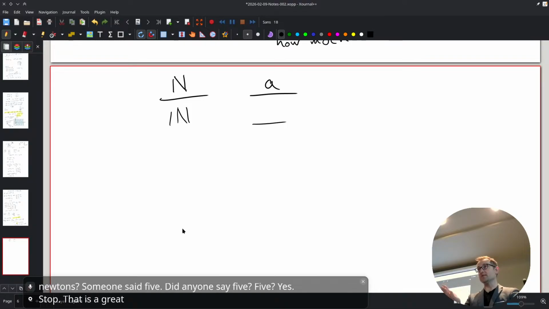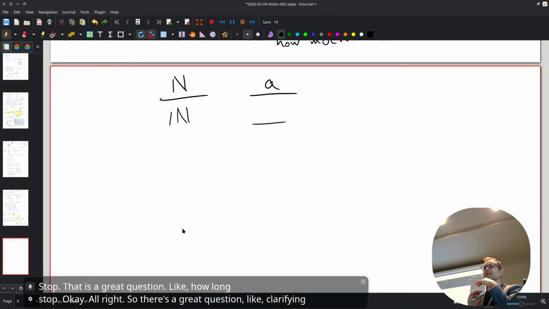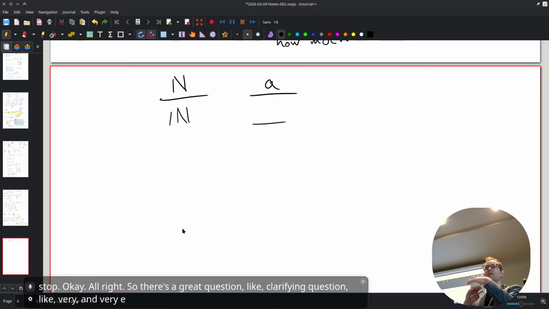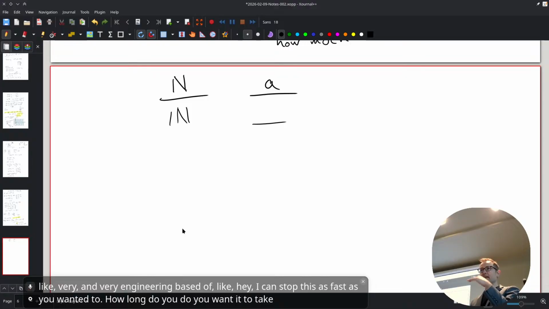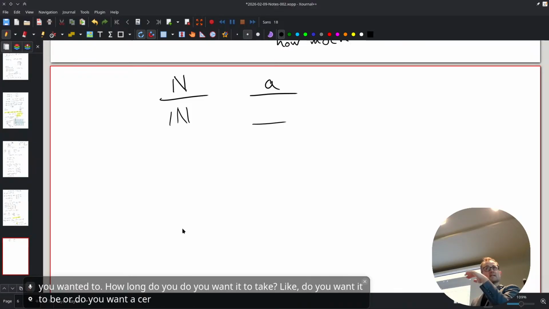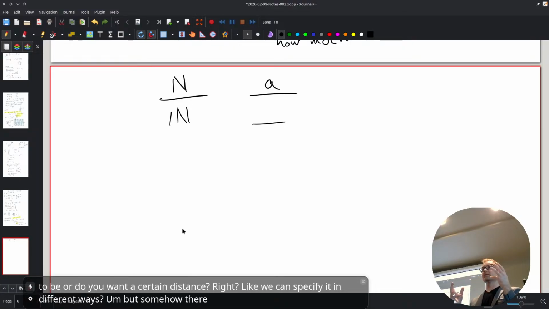That is a great question. Like, how long? Okay. All right. So there's a great clarifying question, very engineering based, of like, hey, I can stop this as fast as you want it to. How long do you want it to take? Or do you want a certain distance, right? We can specify it in different ways, but somehow it's still an open problem. N can be any number.